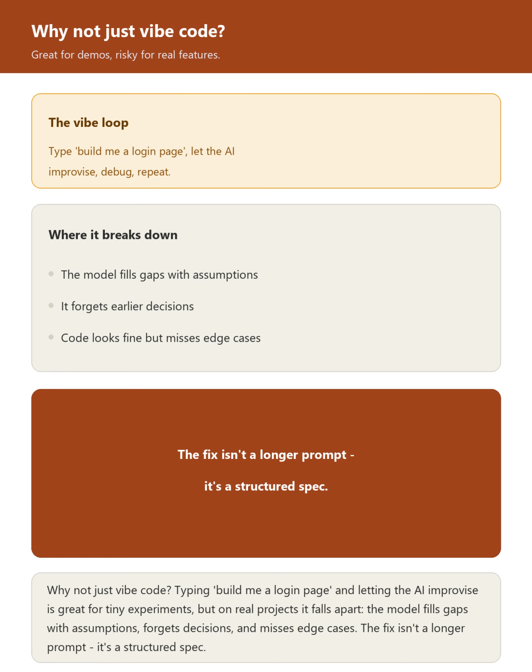Why do we need this? Many developers now do what people call vibe coding. You type a quick request like "build me a login page," and the AI improvises. That is great for tiny experiments. But on real projects it falls apart. The model fills gaps with assumptions, forgets earlier decisions, and you get code that looks fine but misses edge cases. The fix is not a longer prompt. The fix is a structured spec that removes the guesswork before coding starts.